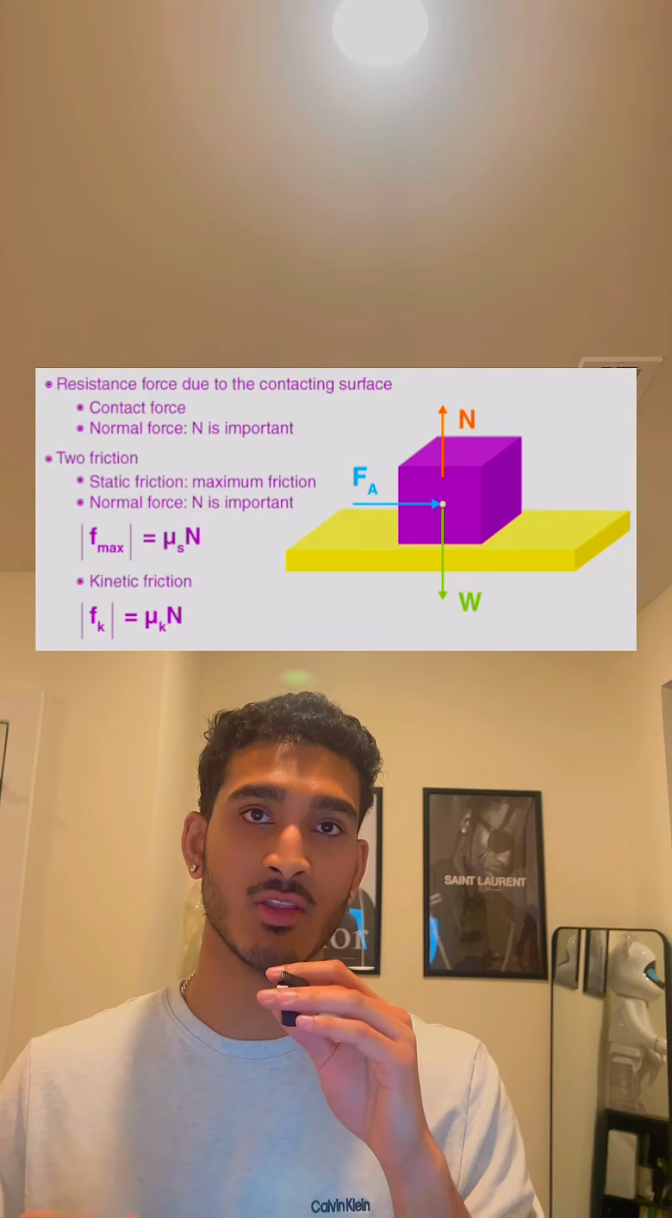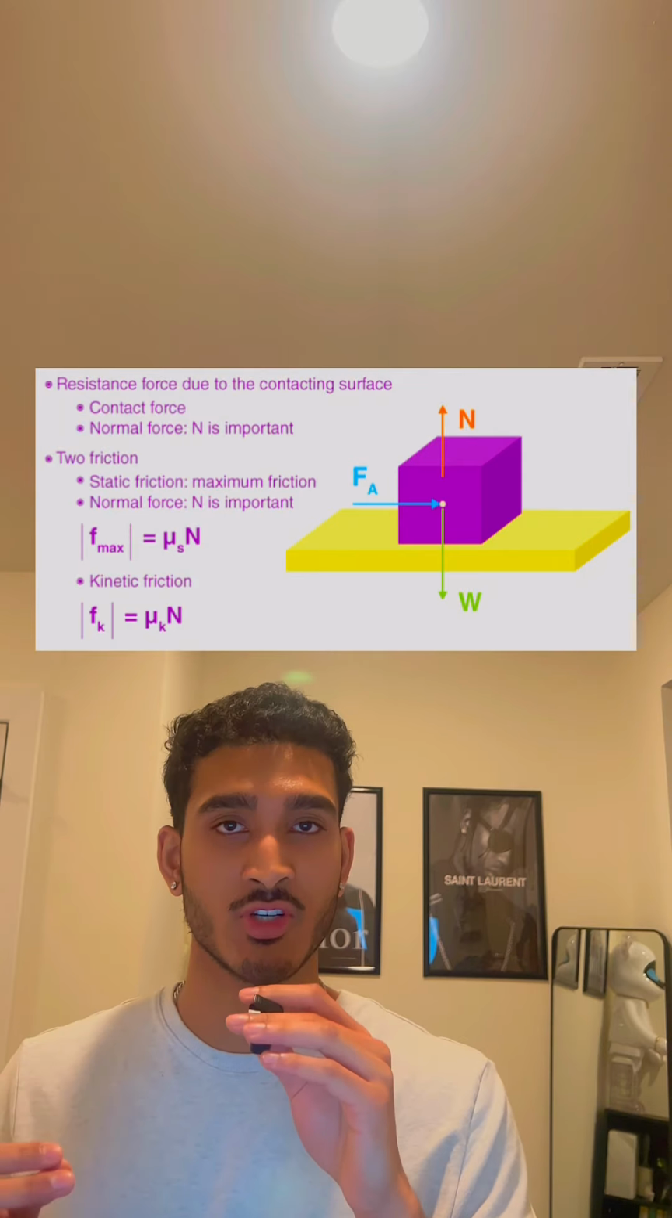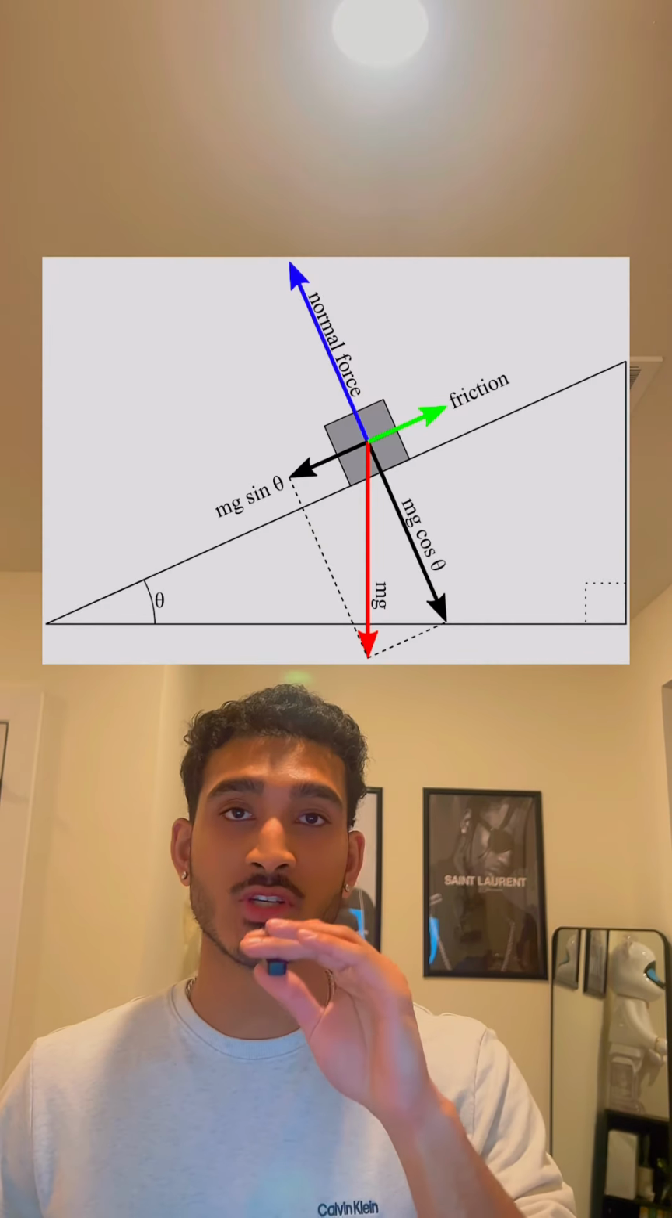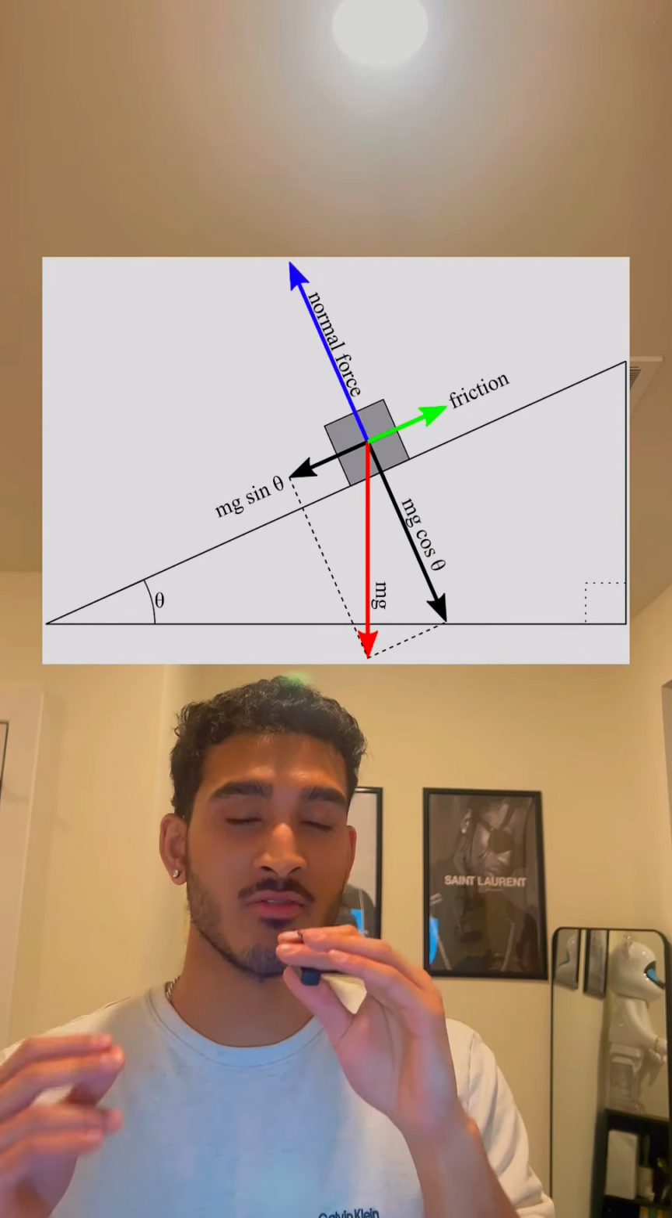When there is friction, however, the formula for this, being the force of friction is equal to the coefficient of friction times the normal force, you want to calculate the y direction. The y component in this case being the normal force, which is equal to the weight times the cosine of theta.